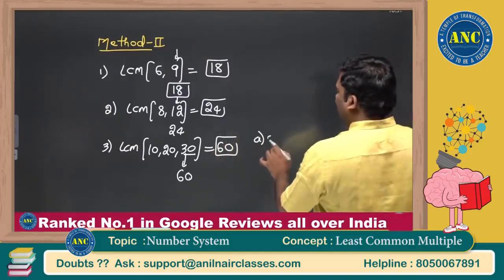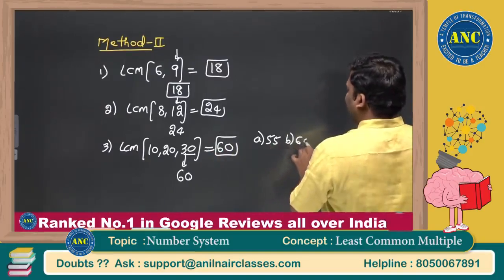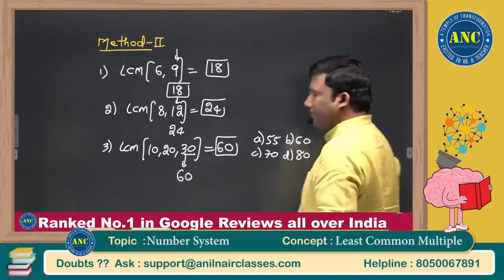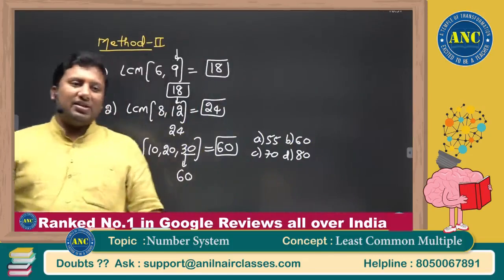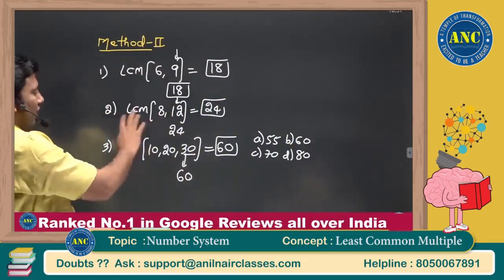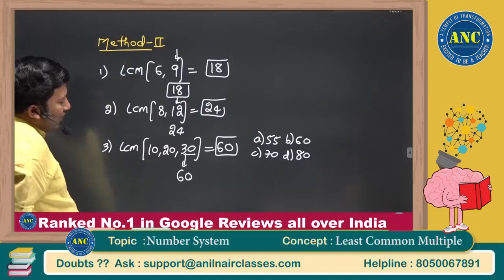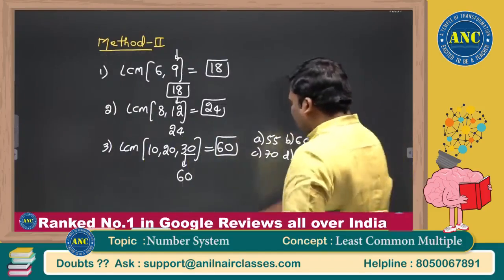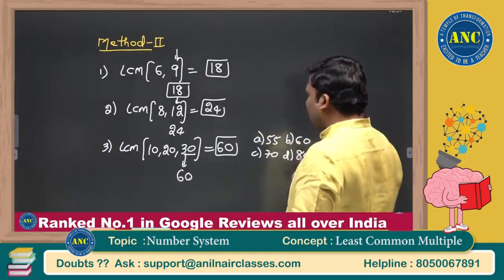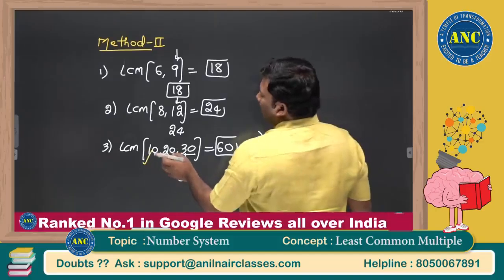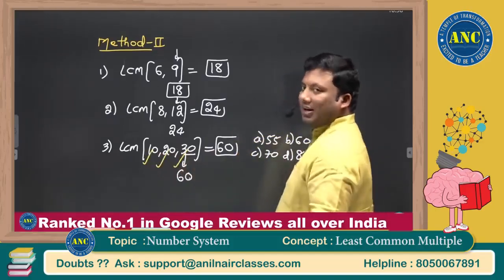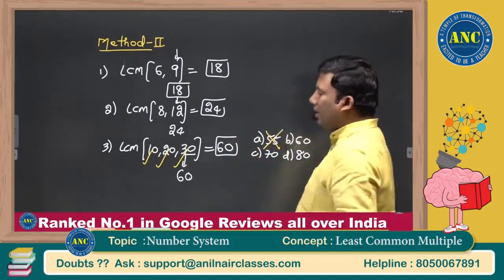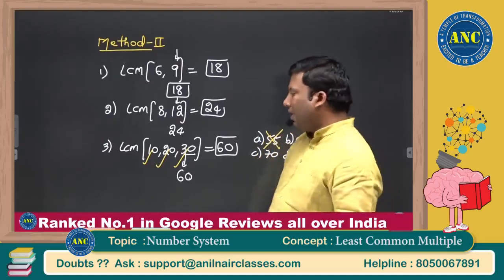Suppose the options are 55, 60, 70 and 80. Assume that you forgot this concept. LCM of 10, 20, 30. Options are 55, 60, 70 and 80. Now listen carefully. All of these are multiples of 10. The answer should be a multiple of 10.